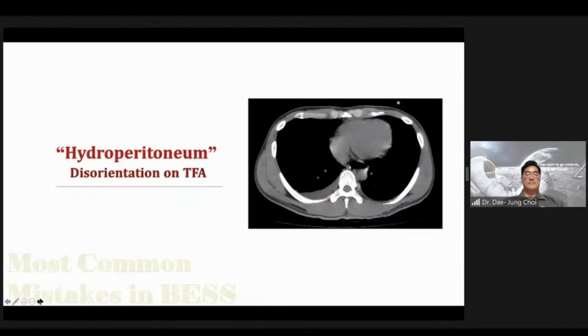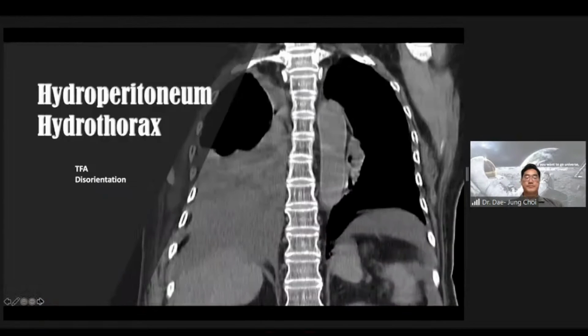The transforaminal approach is a very fancy and amazing technique of BESS, which is far superior to other open spinal surgery. But in your first one or two trials, you may make some unexpected complications. One of them is hyperperitoneum. Hyperperitoneum is a unique complication of the transforaminal approach using BESS.